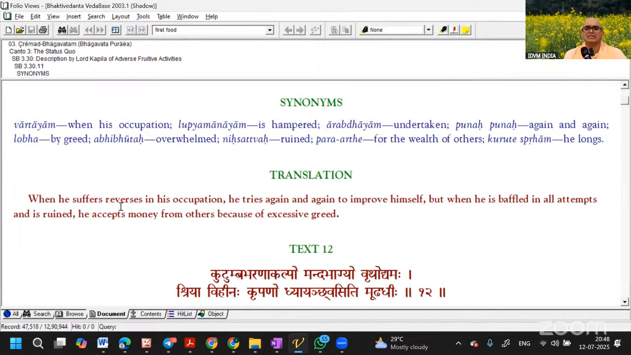When he suffers reverses in his occupation, he tries again and again to improve himself. But when he is baffled in all attempts and he is ruined, he accepts money from others because of excessive greed. He is trying in business to become successful, and if somehow or other he has failed, then to make his family opulent and happy, he will borrow money from others, getting into debts.